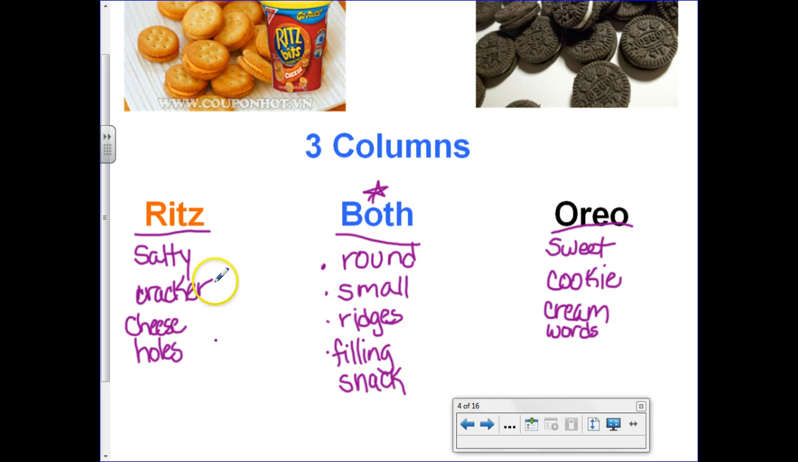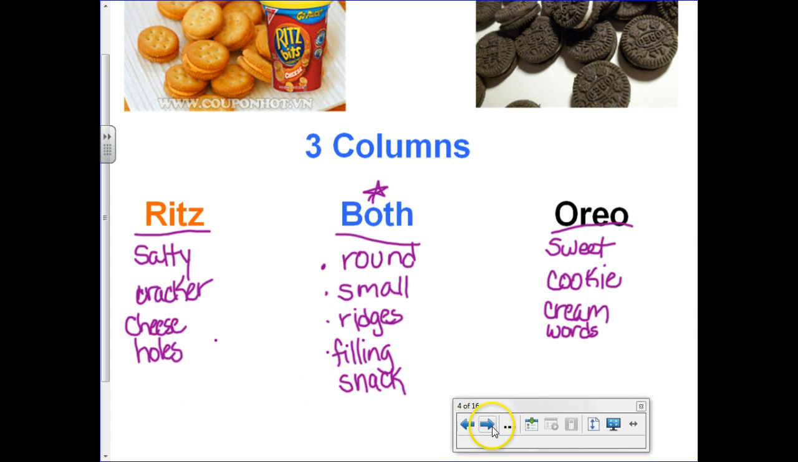As far as what's unique for the Ritz, I said, well, it's salty. It has a cracker for its outside layers. The filling is made of cheese, and on the outside layer, or on the cracker part, there are actually some holes imprinted or poked through on the cracker part. Going over to the Oreo, it is more of a sweet treat. Its layers are made of cookies, the filling is cream, and this actually has a pattern or a design imprinted on the face of the cookies, and actually has the word Oreo labeled on there.